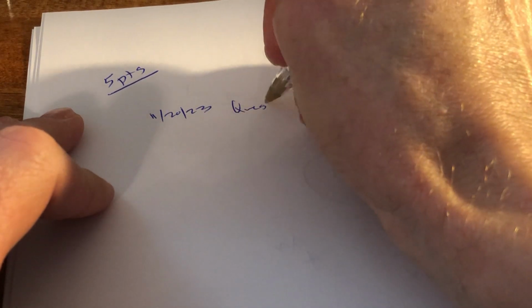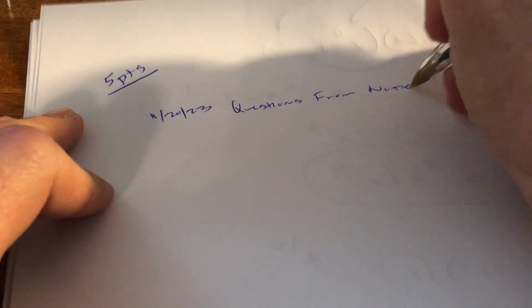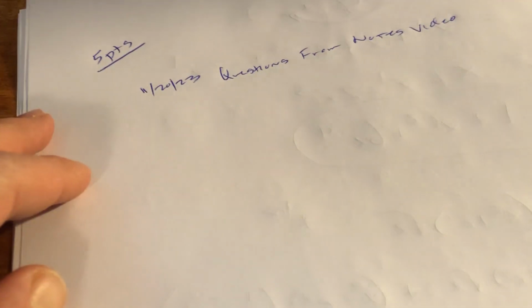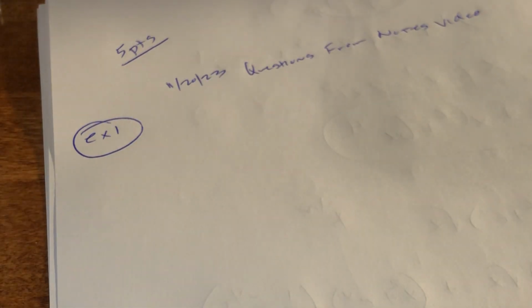So we're going to do this example. So on a separate sheet of paper, right now, write your name, okay? Write the date, 11/20/23, questions from notes video. And if you didn't watch this class and you see it later, or you were gone, you're going to have to email me, and you're going to have to let me know. Because this can happen, and this is fair.